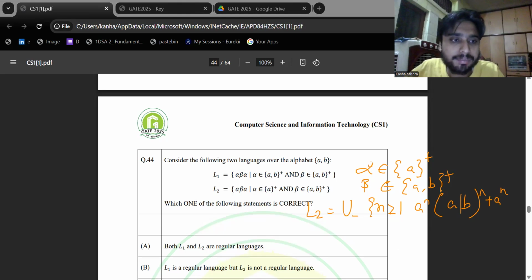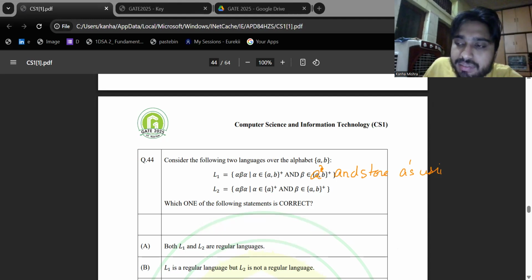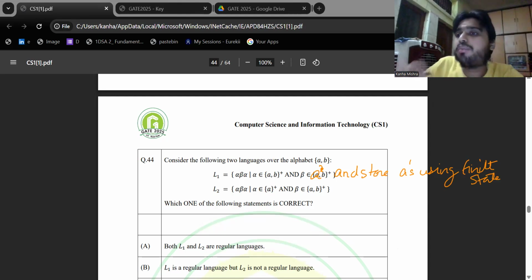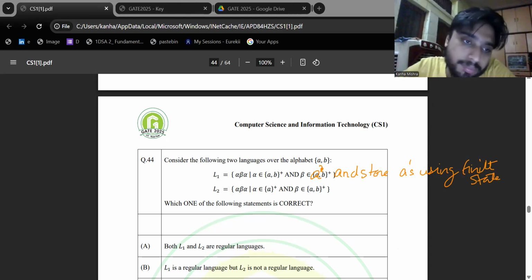But more elegantly, if I go a bit deeper into this, we can build an NFA, a non-deterministic finite automaton. Read A's, basically whatever A's, and store them using finite states. Then transition to a state where beta can be either A or B, depending. Then read the same number of A's again. So first some number of A's, then some random A or B, then it returns to the earlier path.